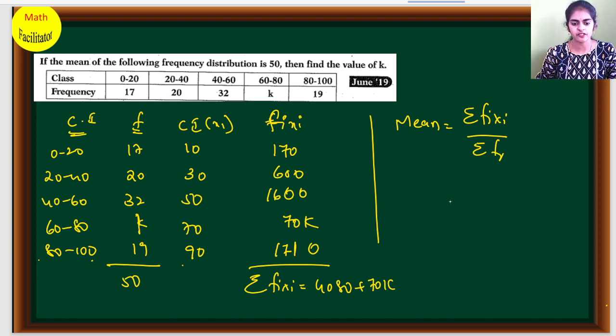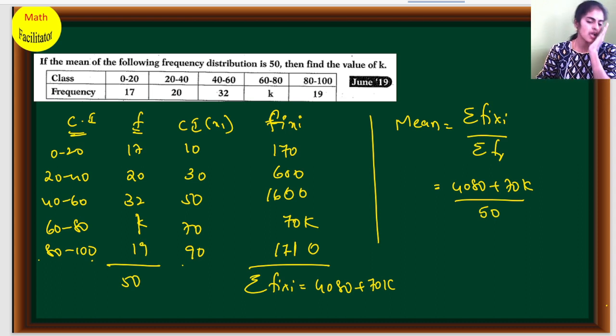సిగ్మా ఎఫ్ఐ ఎక్స్ఐ ఎంత వచ్చింది? మనకు వచ్చిన వాల్యూ ఇది: 4080 ప్లస్ 70k డివైడెడ్ బై సిగ్మా ఎఫ్. 50 ఇచ్చారు, అండ్ మీన్ ఎంత ఇచ్చారు? సారీ, ఇక్కడ మీన్ ఆఫ్ ద ఫాలోయింగ్ డిస్ట్రిబ్యూషన్ 50 అని ఇచ్చారు, మీనే 50. నేను సమ్ ఆఫ్ ఫ్రీక్వెన్సీస్ 50 అని తీసుకున్నాను. ఓకే, సో సమ్ సిగ్మా ఎఫ్ ఎంత వస్తుంది మరి?